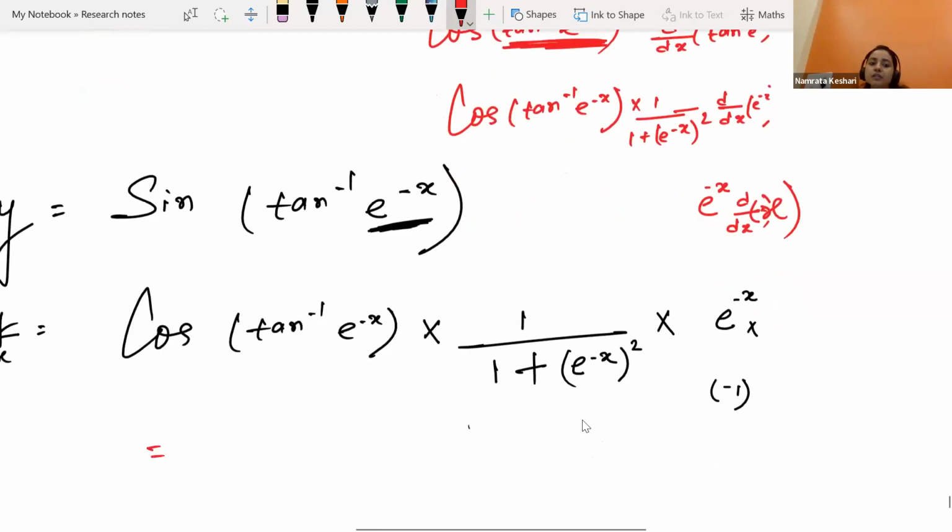Here we'll be having minus. This minus sign we are writing in front, and e to the power minus x we are writing in the numerator's part. In denominator we are having e to the power minus x whole square. Okay.